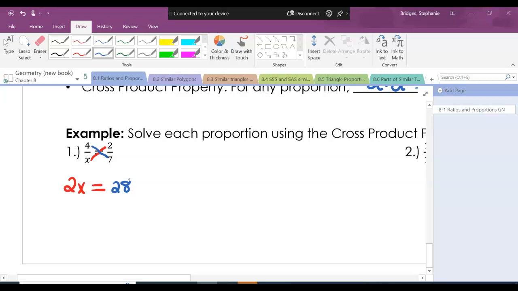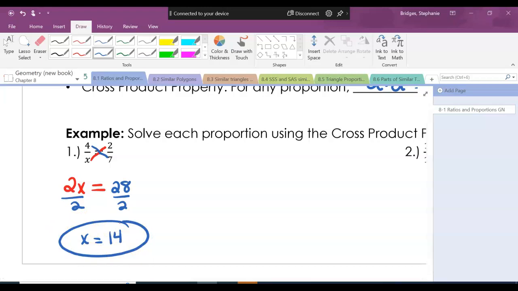How would I solve for x there? Divide both sides by 2. And so x is going to have to equal how much? 14. Does everybody agree with that one? Cross multiply and solve? Okay.